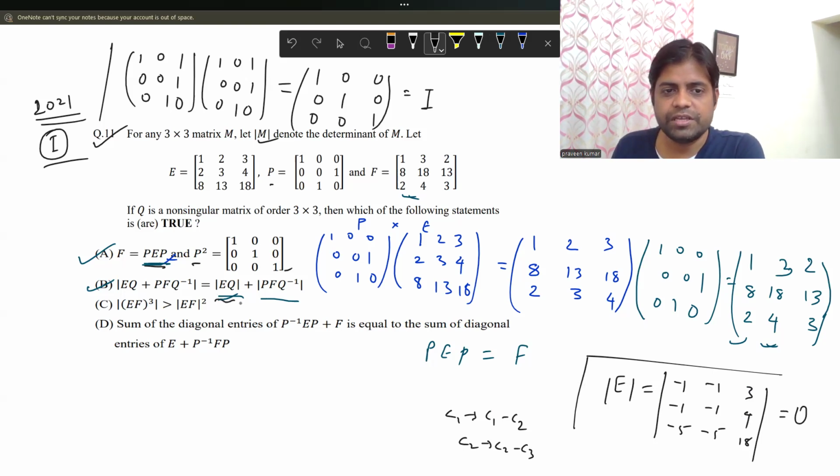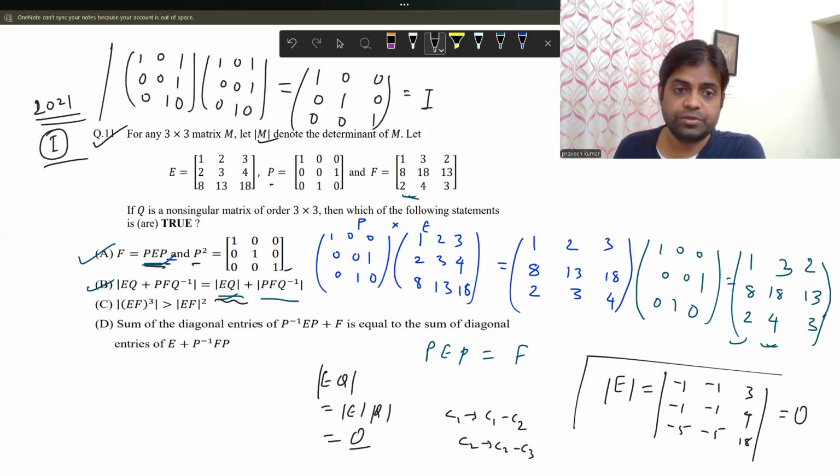So what will be the determinant of EQ? We know it very well that determinant of EQ is nothing but determinant of E into determinant of Q. So the entire value is 0. Okay, so this value is 0. Now let's see the value of this PFQ inverse. We know what F is. F is PEP. So let's figure it out. What is it? PFQ inverse. P is P and F is PEP, and then Q inverse.